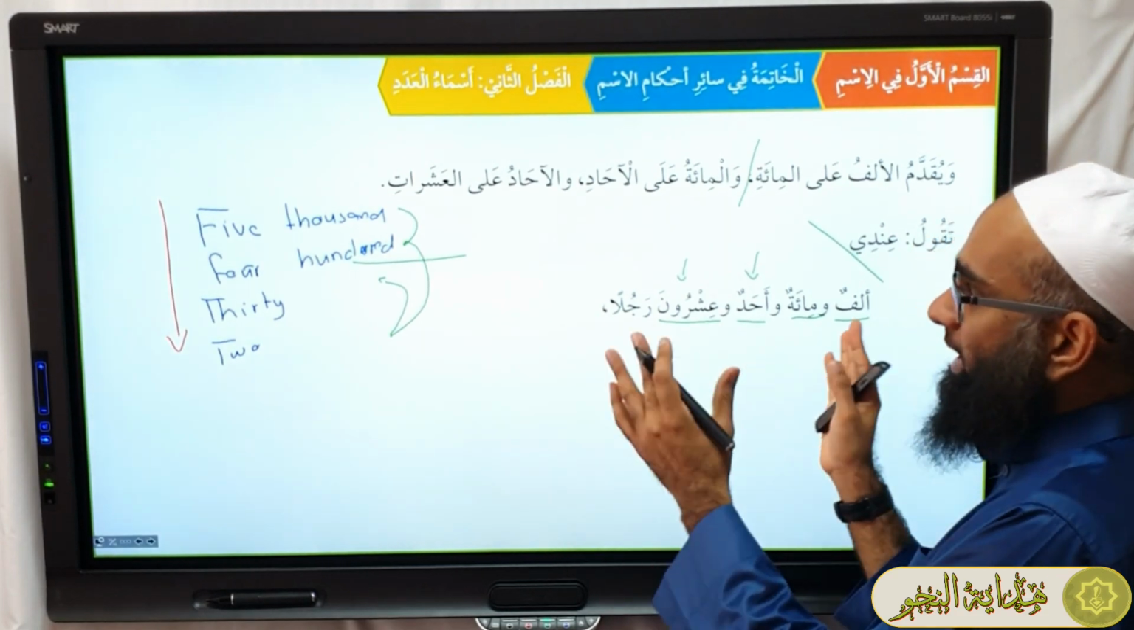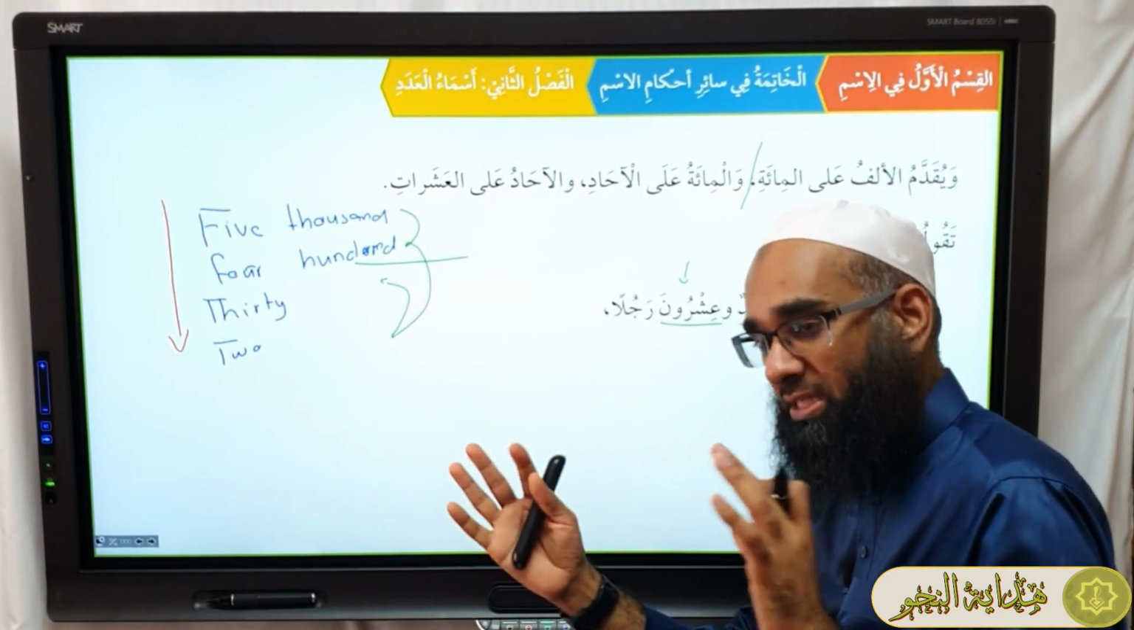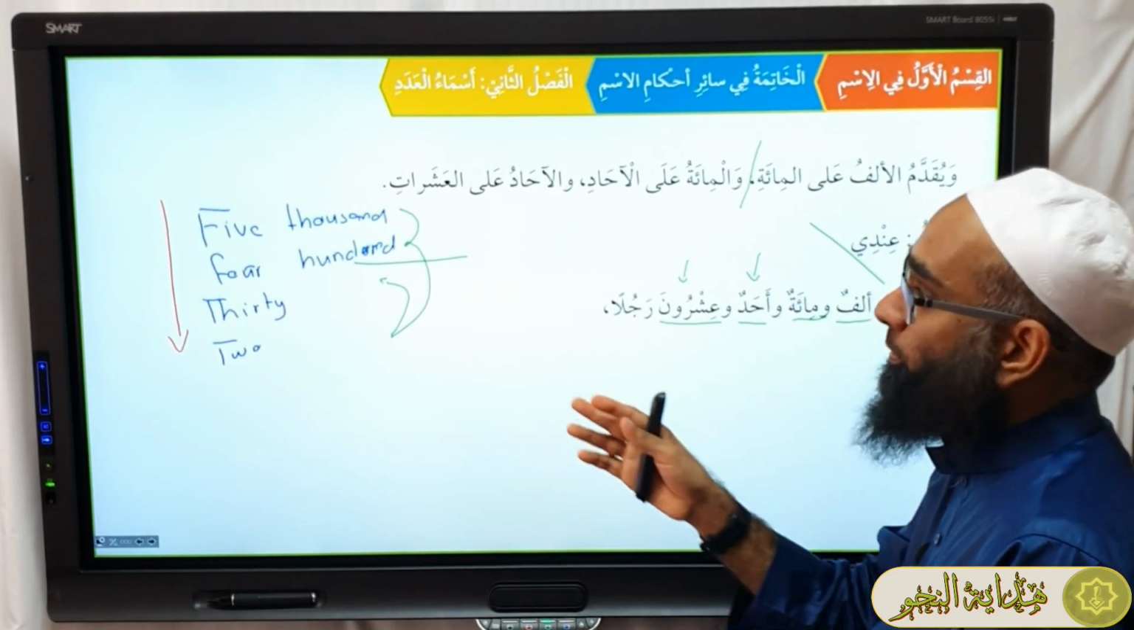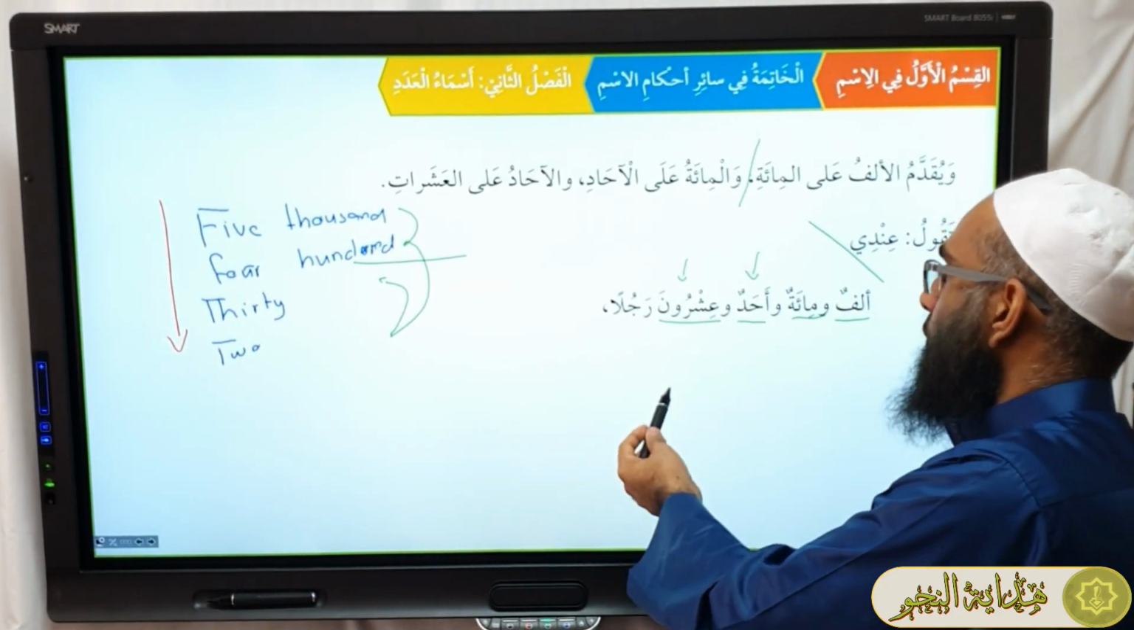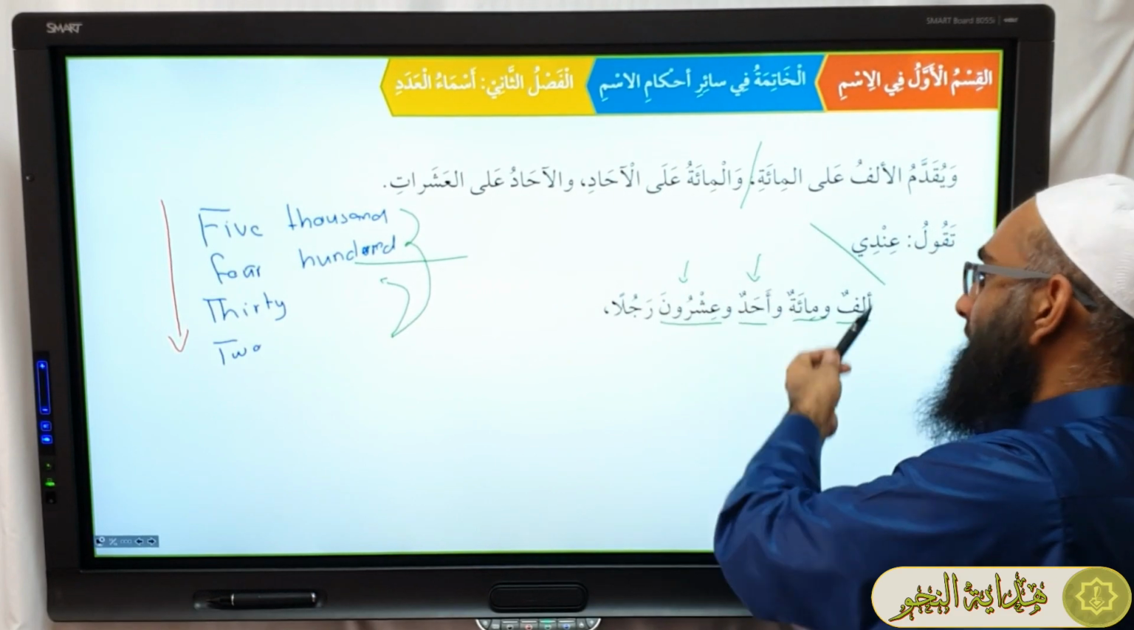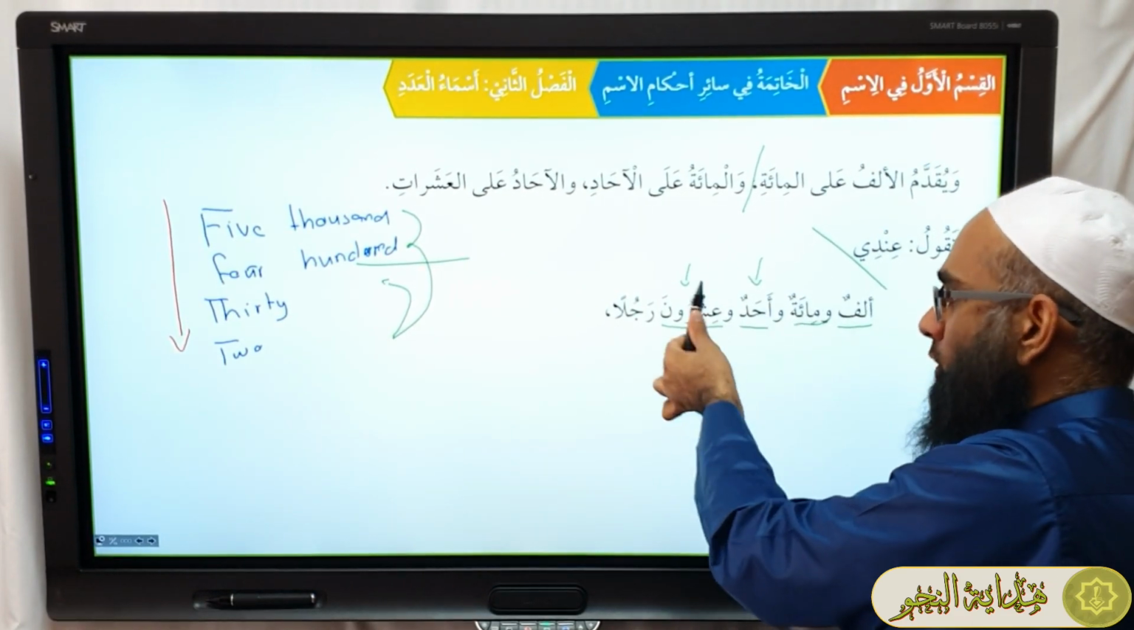Do you understand? So he's explaining here the structure of the larger numbers. What number do you bring first? What do you say? Ahadun wa ishruna wa mi'atun wa alf? He says no. What you do is you do like this: Alfun wa mi'atun wa ahadun wa ishruna rajulan.